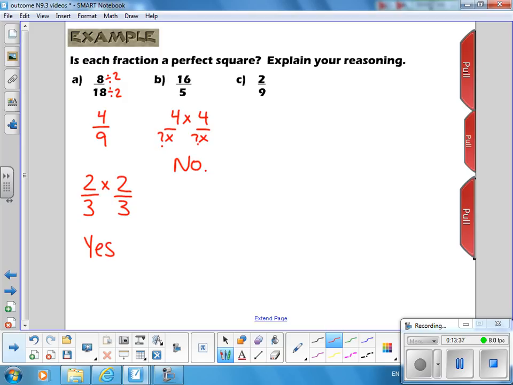So let's look at C. Can we think of two equal factors that multiply to give us 2? The answer is no. We could for the 9, 3 times 3, but there isn't anything for the 2. So therefore, and it's simplified, there's nothing you can remove from the 2 and the 9, this one is not a perfect square either. So you can answer questions like that, determining if they are perfect squares, by looking to see if you could actually take the square root of them.